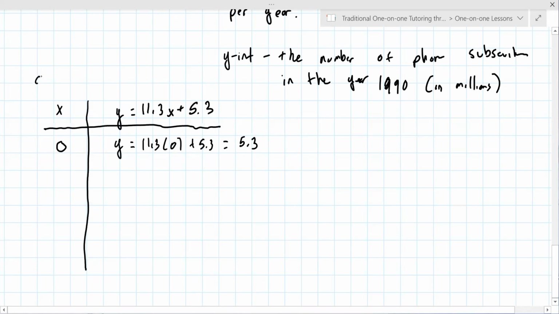This is for part E. And then you got to do it for 1. So you're putting 1 in for X. So it's 11.3 times 1 plus 5.3 equals, and it ends up equaling 16.6. Okay, and you would continue doing this.